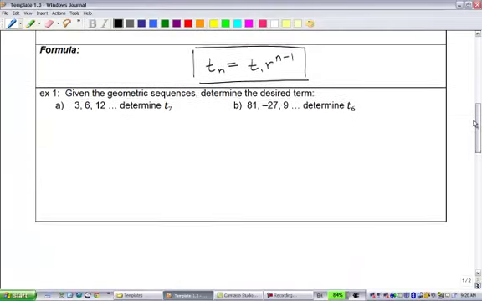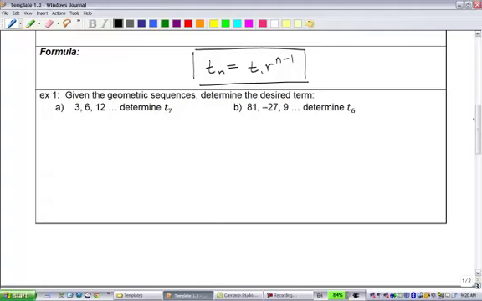So let's apply this formula. Right now we only have one formula for geometric. It's great, we need to use it. Given the geometric sequence, determine the desired term. So we have 3, 6, 12, determining T7. So term 1, again, fairly easy to pick off.